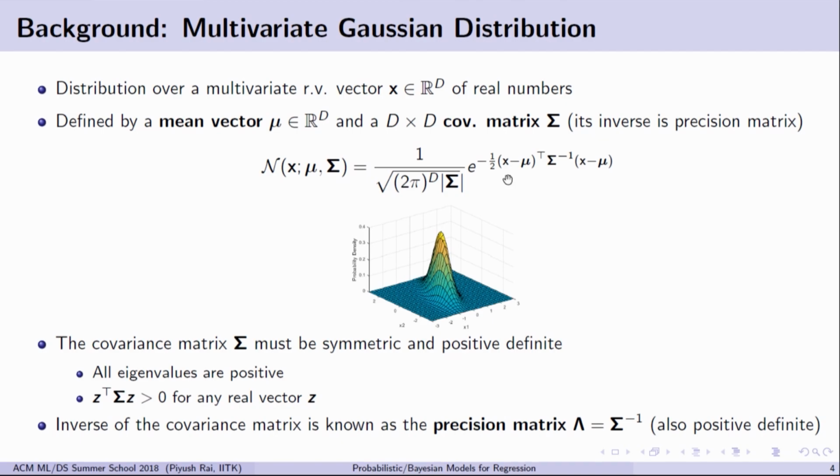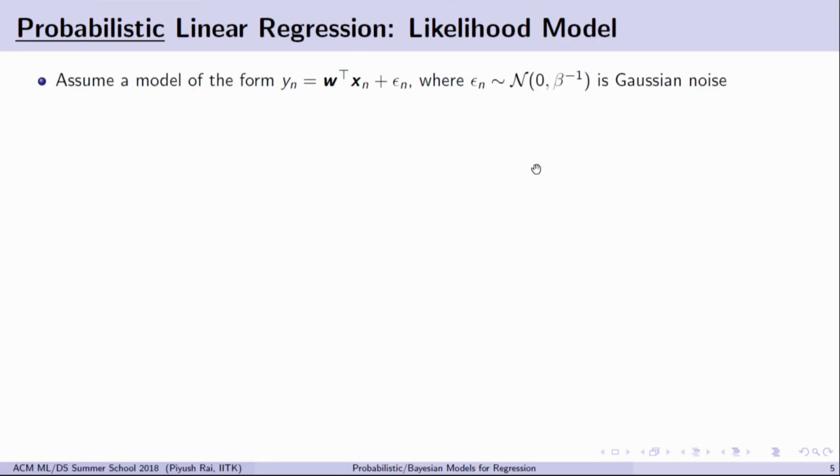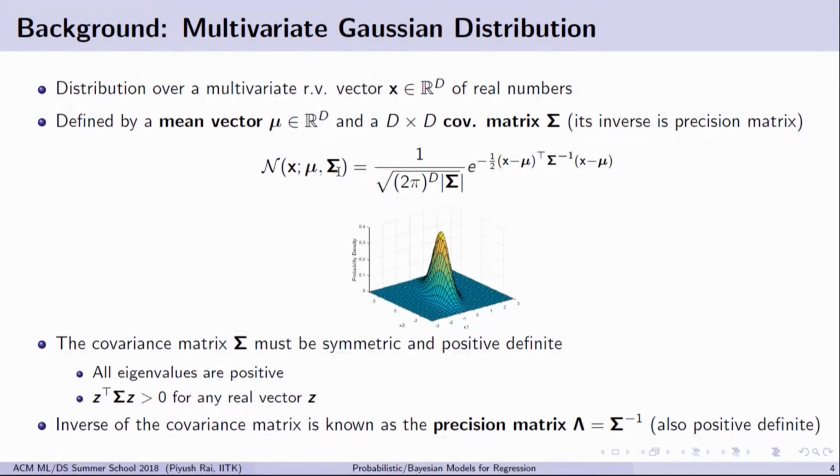Again, note that the form is quadratic in x and mu, right? So you have (x minus mu) transpose sigma inverse (x minus mu). So again, it just means that it's a distribution over x with parameters mu and sigma. Sometimes people use a vertical bar, and sometimes people just use a colon, so I use it interchangeably. It simply says that it's a distribution over x with parameters mean vector mu and covariance matrix sigma.